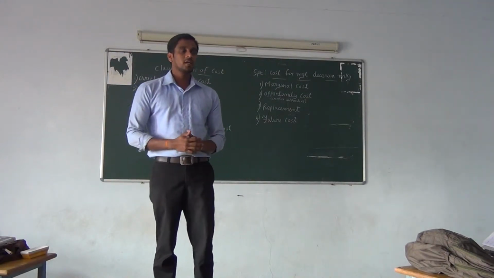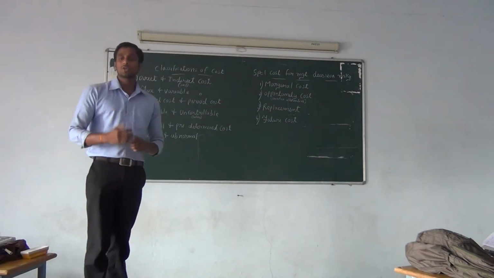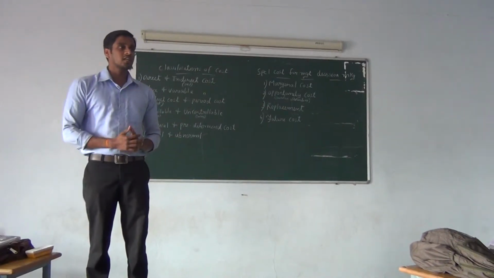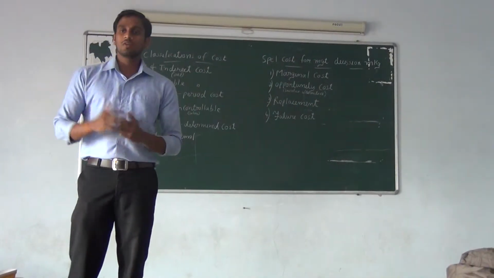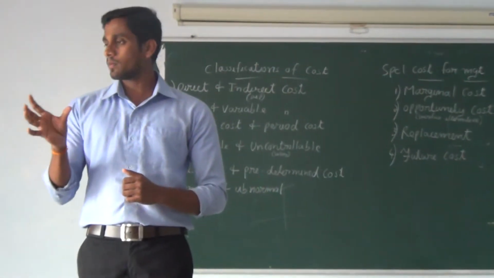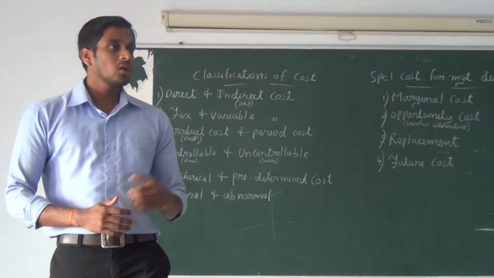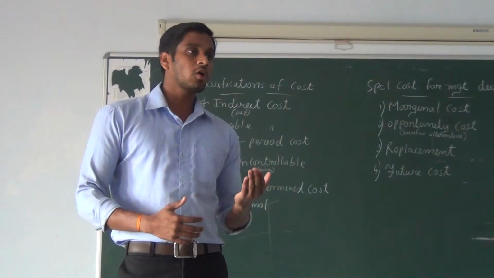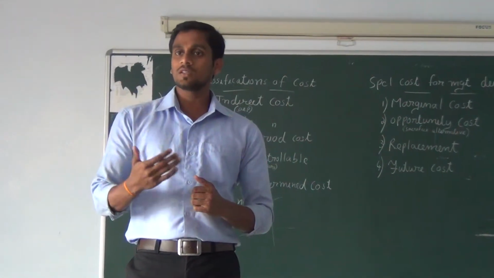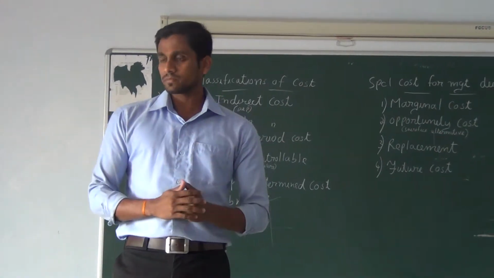Today I am going to deal with the topic classification of cost. Before going to that topic, I would like to introduce a few words about cost. What is cost actually? Cost means, for example, if we are taking the case of production, for producing a product we need some raw materials. For purchasing those raw materials, we need to spend some money. The money which we spend for buying that raw material is termed as cost.